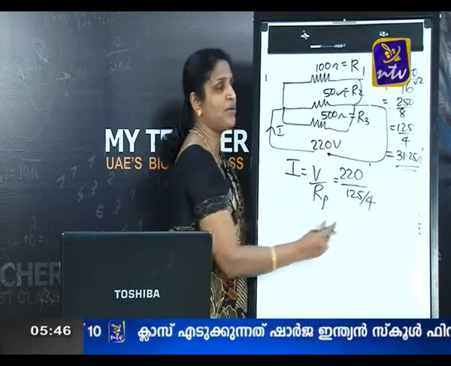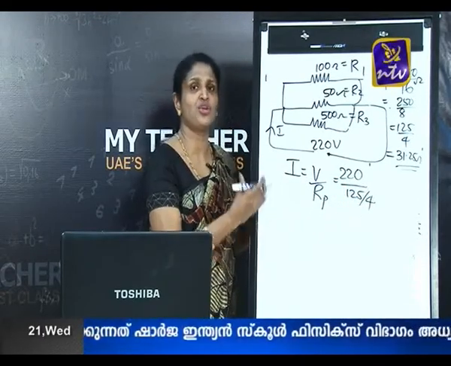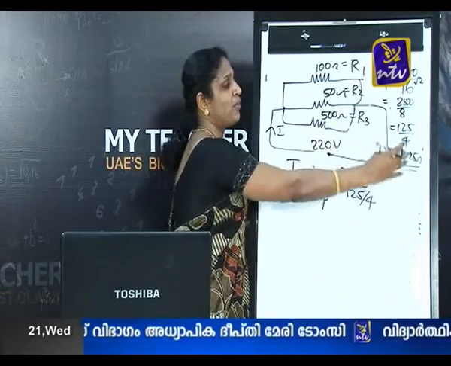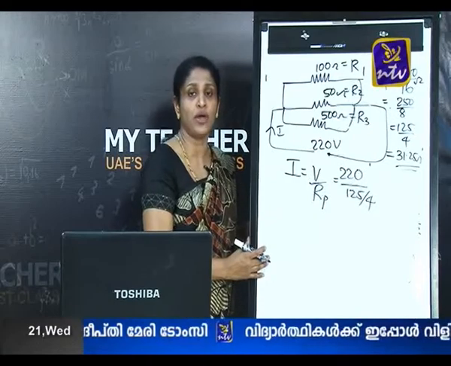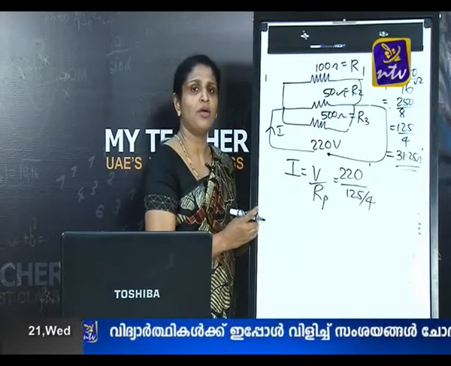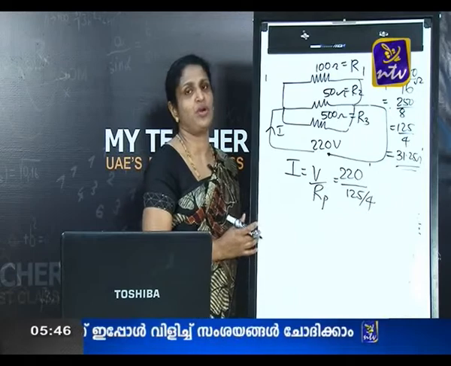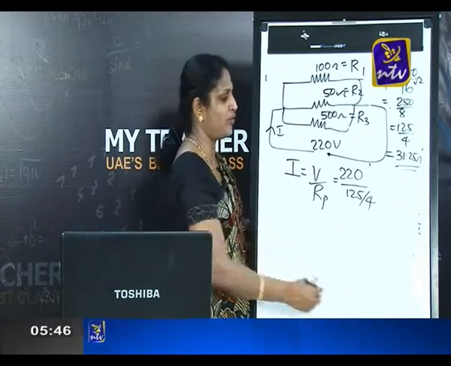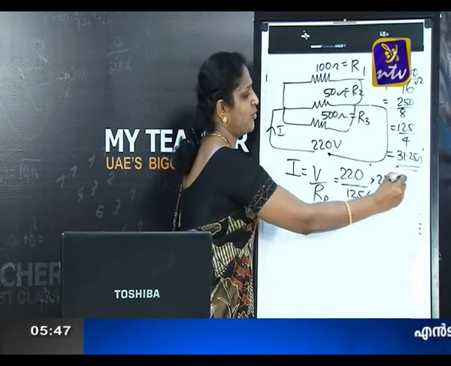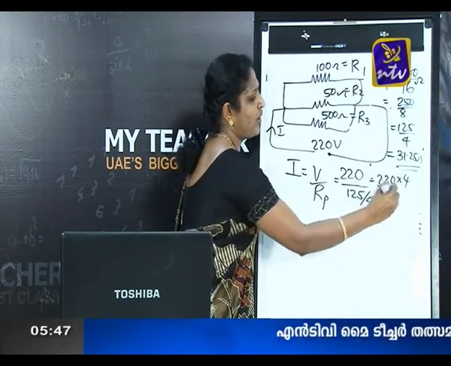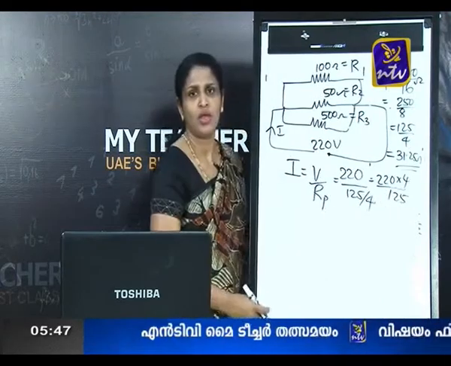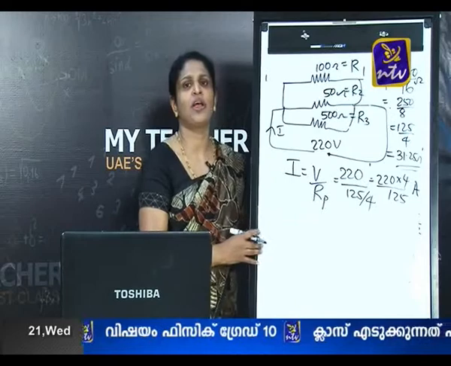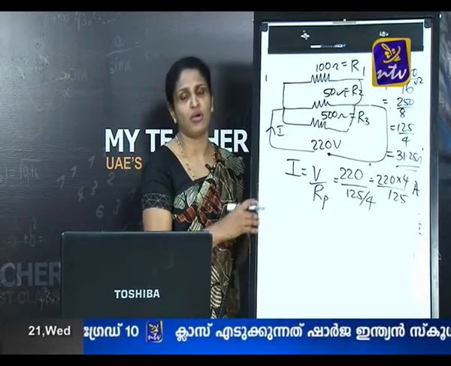125 by 4 will be better to substitute because it is easier to solve a fraction rather than a decimal. While writing the answer of Rp, you can write it as 31.25, but when you are solving it, better make use of the fraction for solving the question. So, that means 220 divided by 125 into 4, that will be 220 into 4 divided by 125. You have to solve it and find out this answer. This you people can try at home by yourself once again.